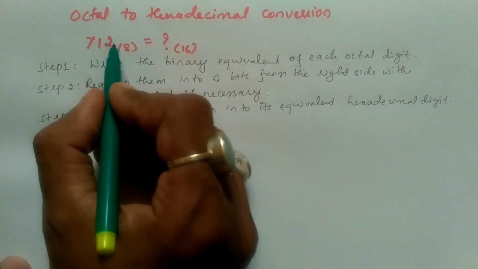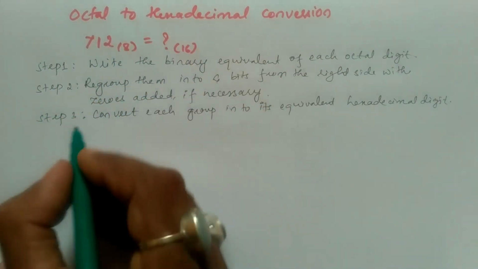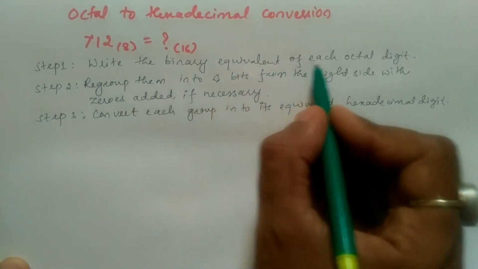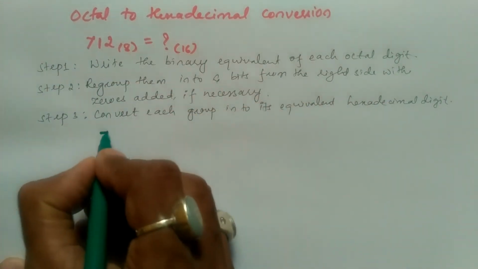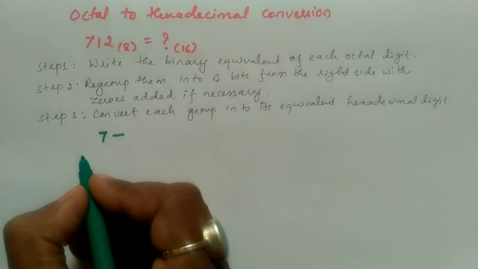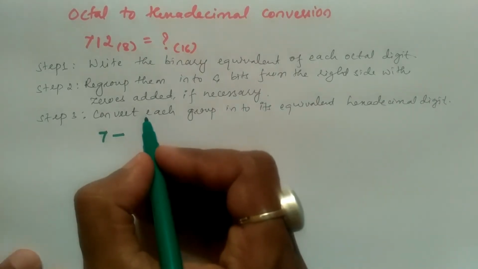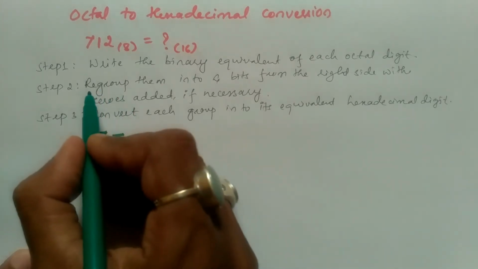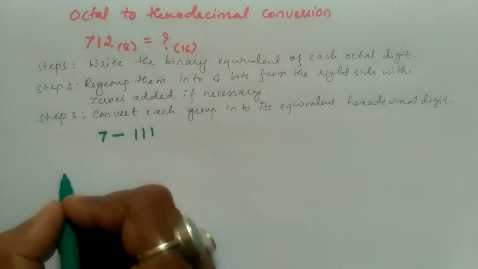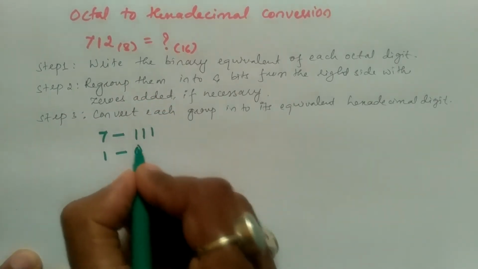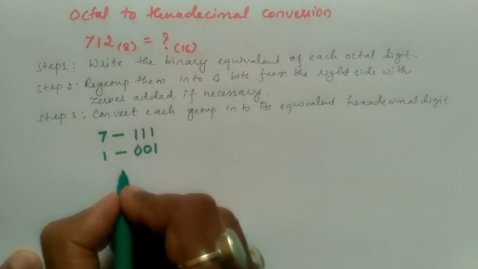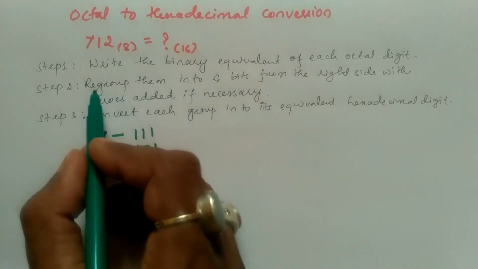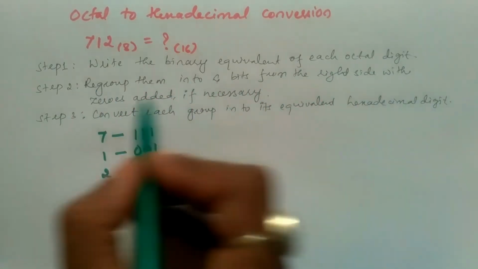So 712 to the base 8 is equal to what to the base 16. The first step says to write the binary equivalent of each octal digit. So here I have to write 7 and convert it into the binary equivalent. Here 7 can be represented as 111. So we write 111. Next 1 can be written as 001 and 2 can be written as 010.